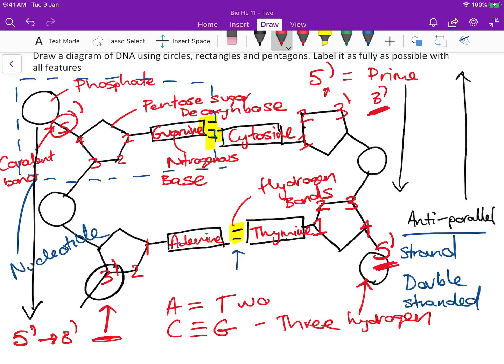So the strands don't run the same way. This one's 5 to 3 going top to bottom, and this one over here is 3 down to 5. I hope that kind of makes sense, and we'll go back over that. And that's it.